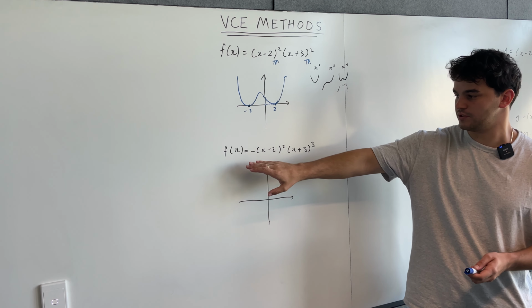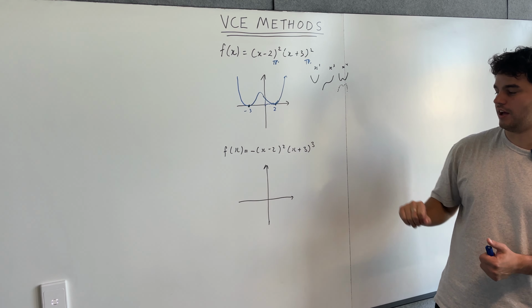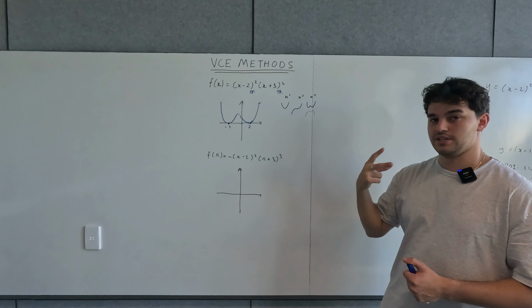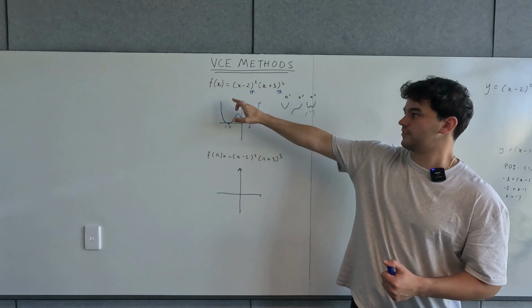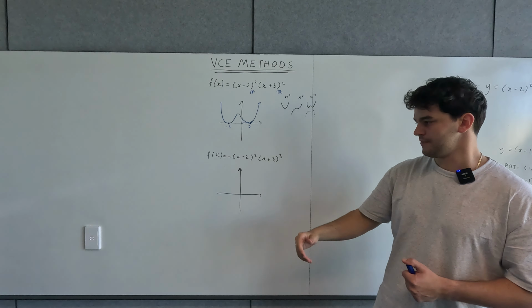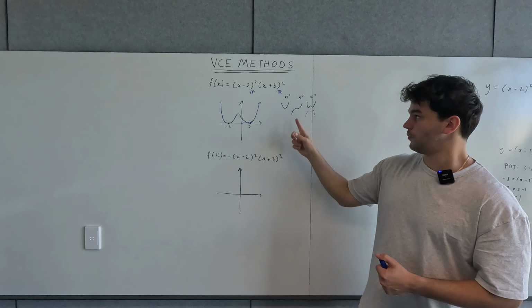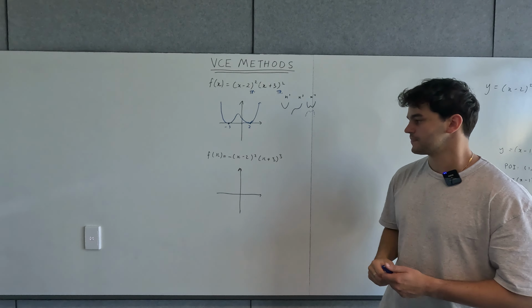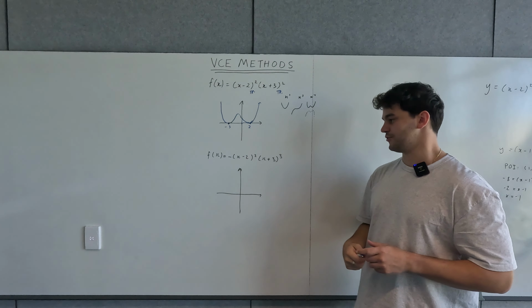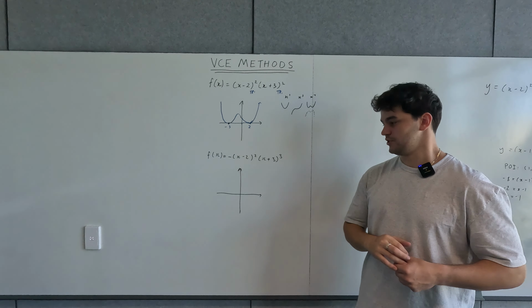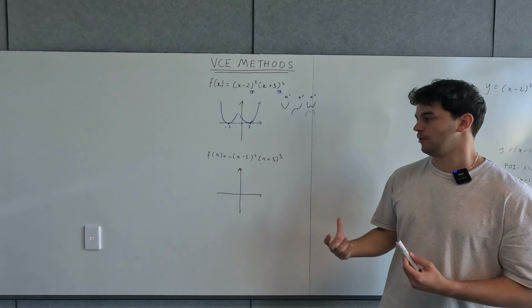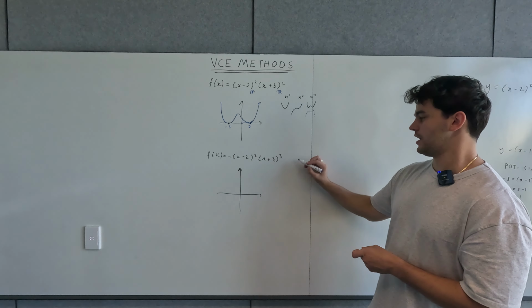We have f of x is equal to negative of (x minus 2) squared outside of (x plus 3) cubed. So you can see there's two main differences. The first one is the negative on the outside, so how does that change the graph? And the next one is instead of a squared from the first one, we have a cubed here now. So how does the cubed change our shape? And how does it change the degree of the polynomial? So we see now that the degree is a 5.